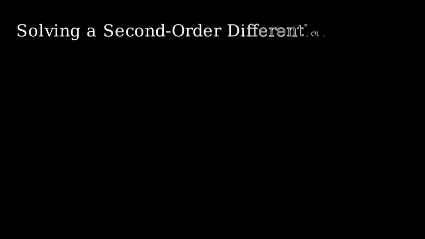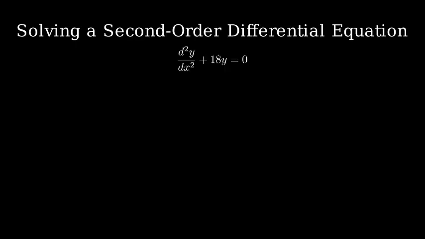Let's solve the differential equation d squared y over dx squared plus 18y equals 0. This is a second-order linear homogeneous differential equation with constant coefficients. To solve this equation, we'll use the characteristic equation method.